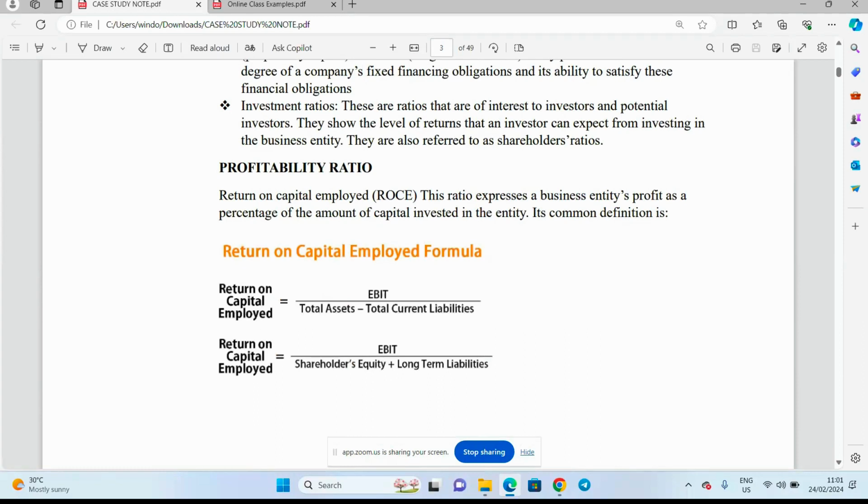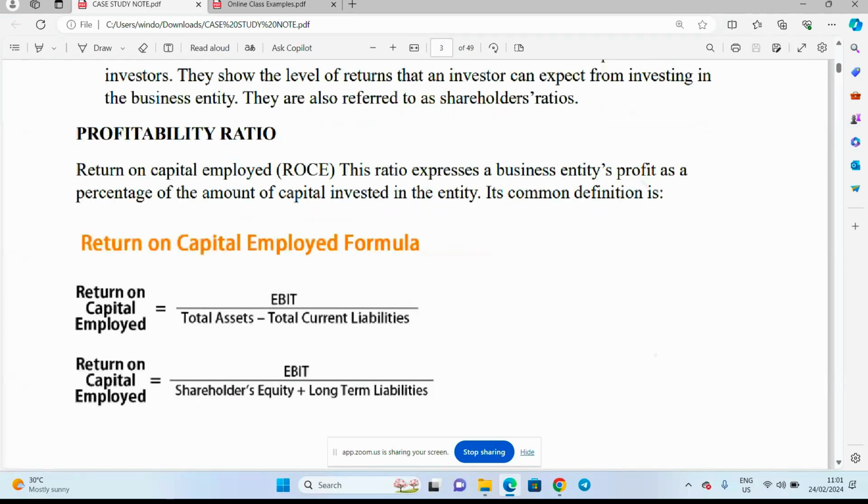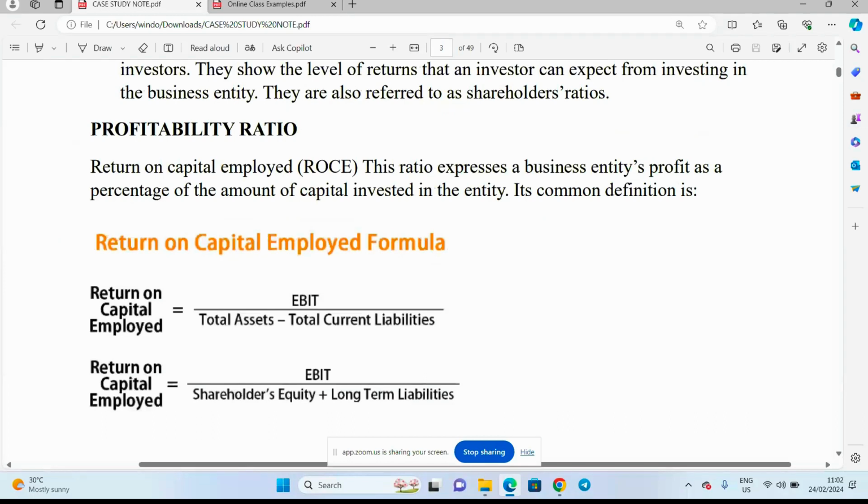Profitability ratio. How do you measure profitability ratio? Can somebody read this formula for me? Return on capital employed equals EBIT, earnings before interest and tax. EBITDA is earnings before interest, tax, depreciation and amortization. You understand? So return on capital employed is EBIT divided by net assets.